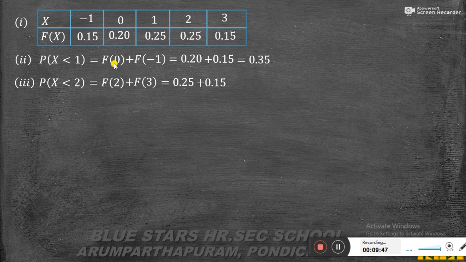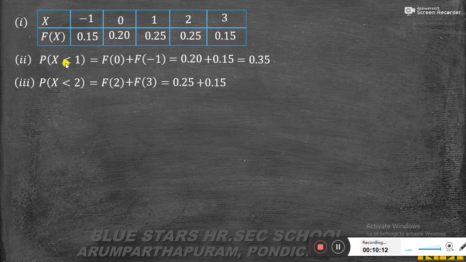Next, probability of x less than 1. Probability of x less than 1 means we take the previous values, f of 0 and f of minus 1. X less than 1 means we take the values smaller than 1, which are minus 1 and 0. I take f of 0 plus f of minus 1.